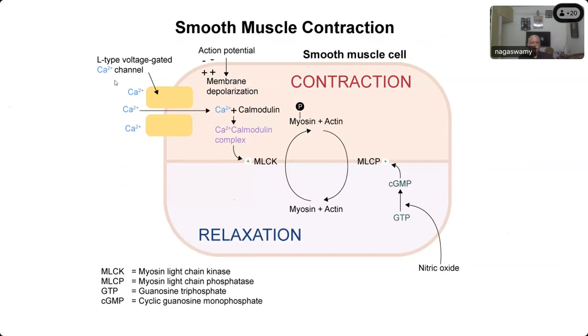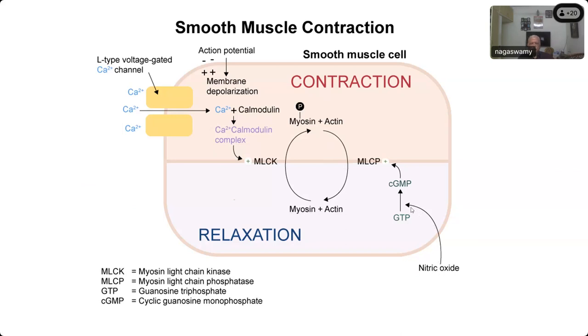So calcium enters through the L-type channel, then it stimulates the release from the SR, sarcoplasmic reticulum, then binds with that, activates this, then the final step is myosin-actin coupling, or contraction. So this is what results in contraction. Once you break this coupling and separate myosin from actin, it will go back to the original relaxed state. And that is caused by nitric oxide.